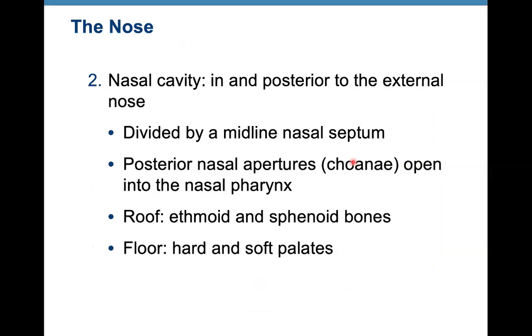The nasal cavity is going to be divided by a midline nasal septum. You will have posterior nasal apertures. These are the openings into the nasal pharynx. The roof of the nose is formed from the ethmoid and sphenoid bones. And the floor is actually formed from the hard and soft palates.